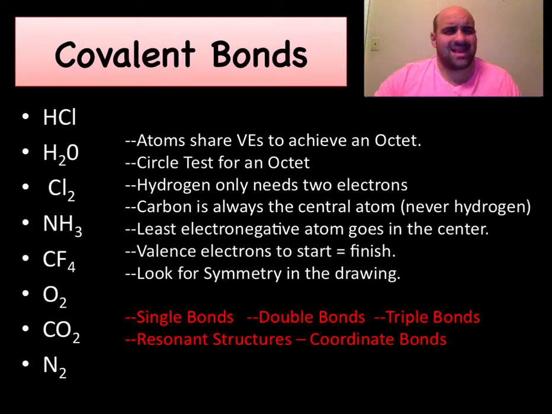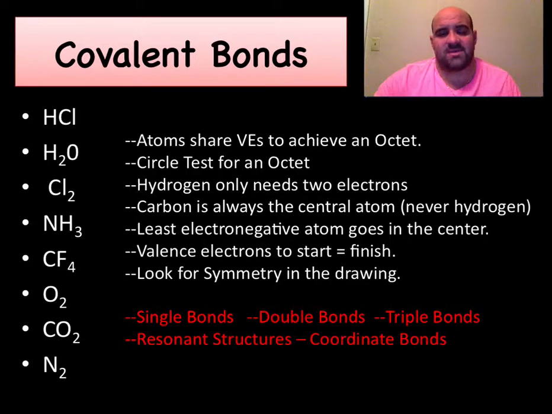When you're drawing these diagrams, carbon's always the central atom, never hydrogen. And then we talked about electronegativity. The least electronegative atom goes in the center. The valence electrons you start with must be the valence electrons your diagram has at the end. We can't invent electrons, or they can't disappear from our diagram. Whatever we're starting with, we've got to end with.